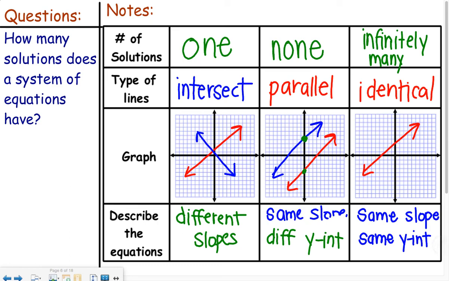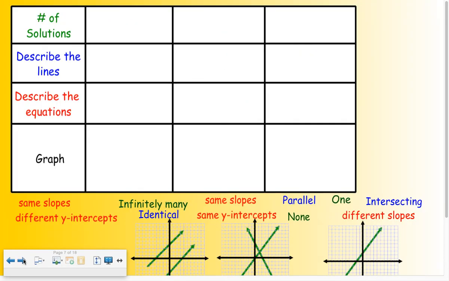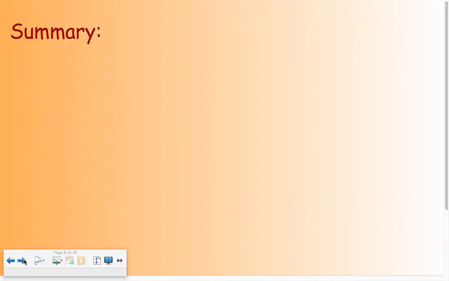So let's go through that again. Lines that intersect have to have different slopes. They could either have the same or different y-intercepts. Lines that are parallel have to have the same slope, and they have to have different y-intercepts. And lines that are identical have to have the same slope and the same y-intercept. Summary.